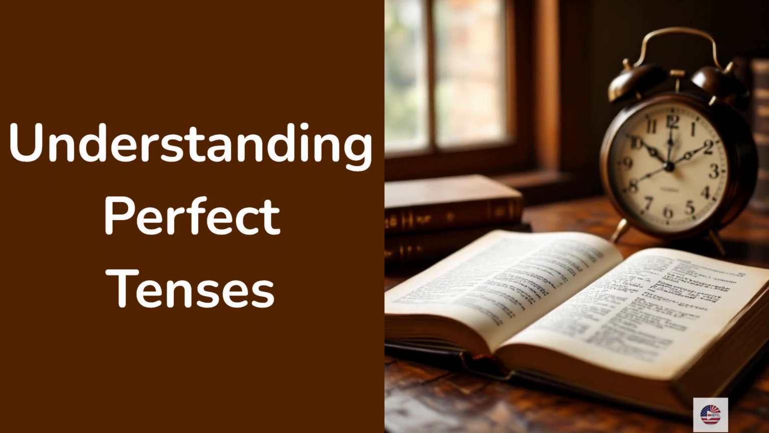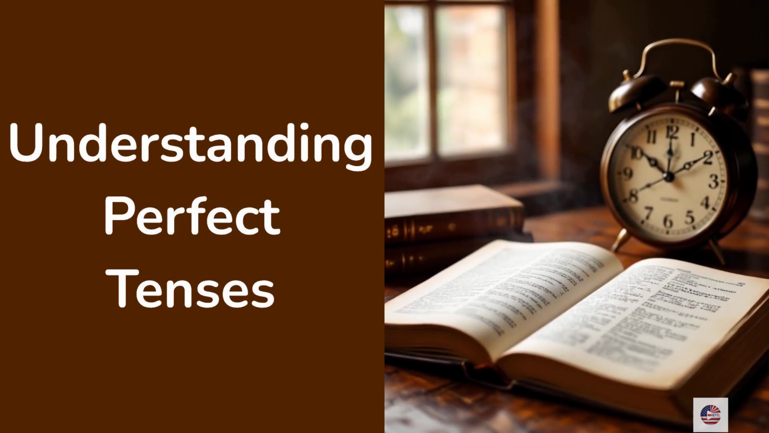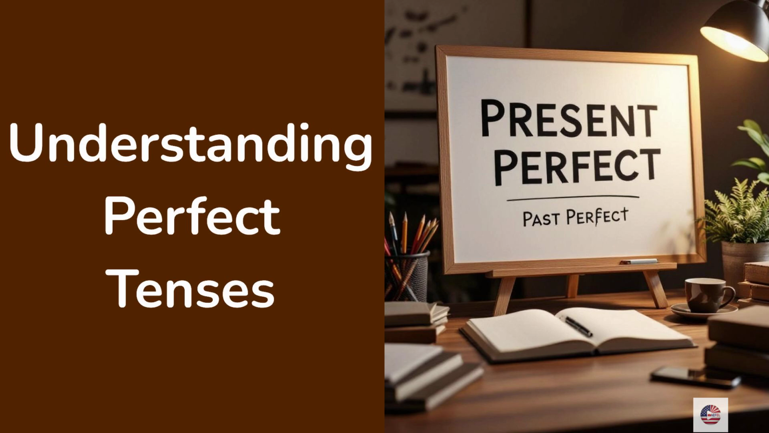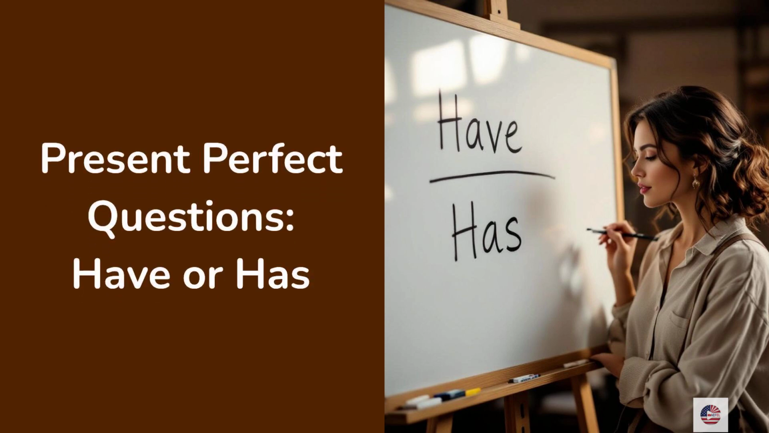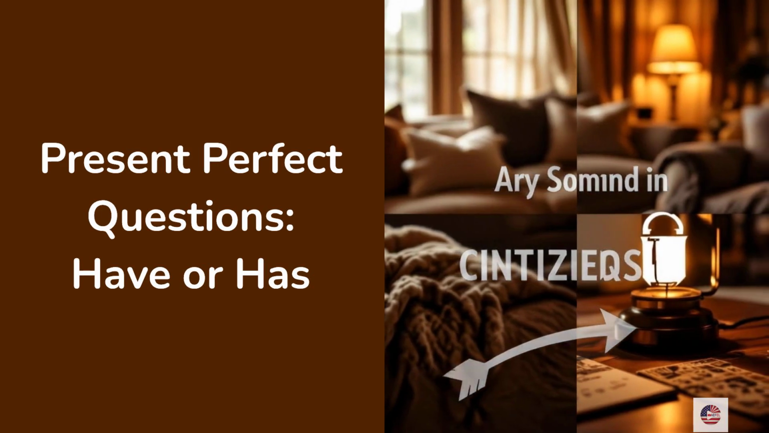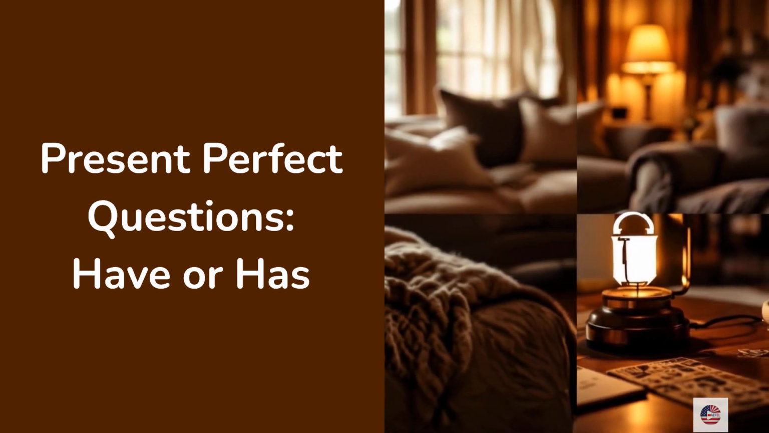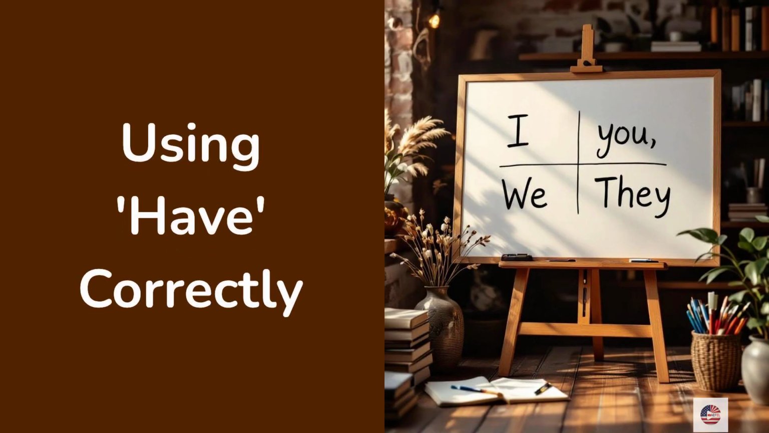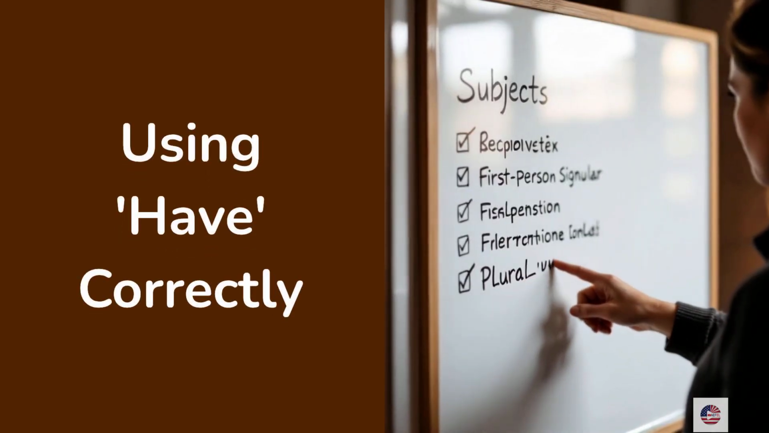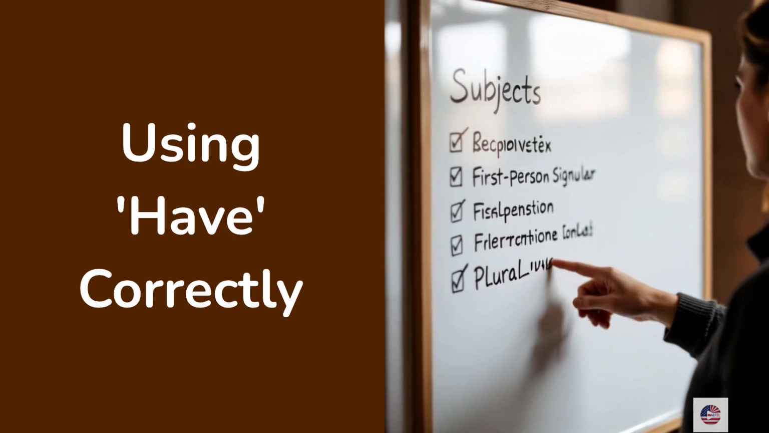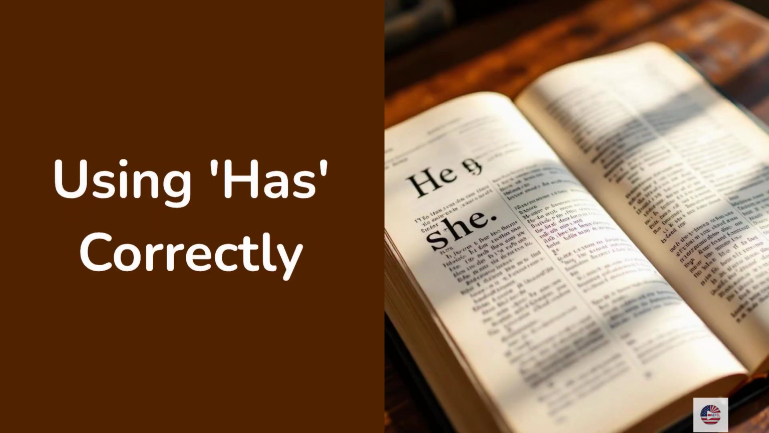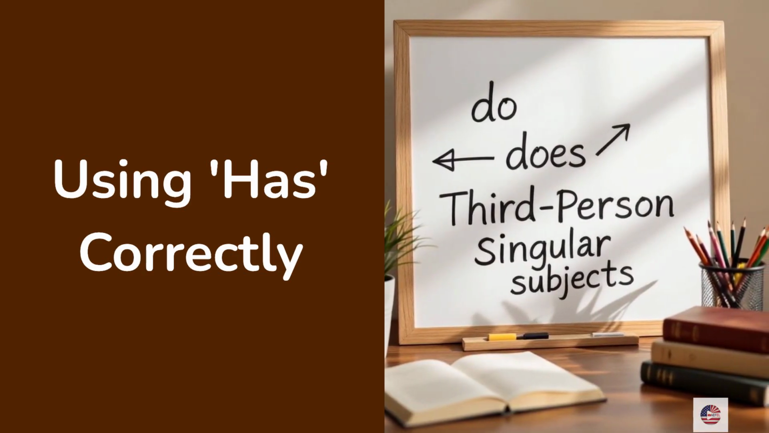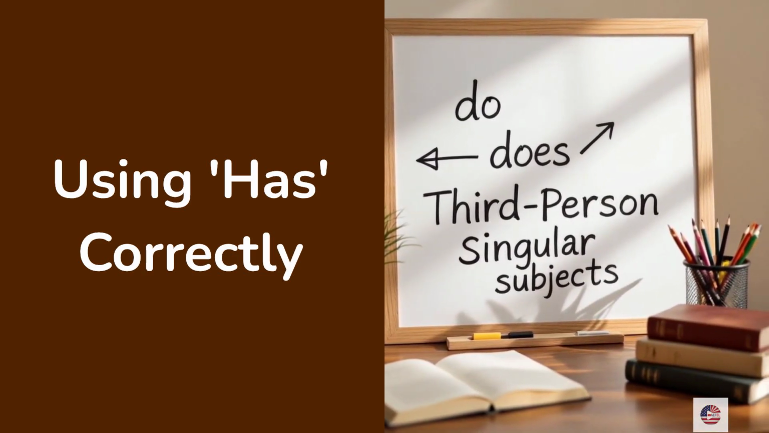Next up are the perfect tenses, which describe actions completed before a specific point in time. We'll focus on the present perfect and a quick look at the past perfect. For present perfect questions, we use the auxiliary verbs have or has. These indicate that an action started in the past and continues to the present, or has a result in the present. You'll use have with subjects I, you, we, and they. It's for those subjects that are plural or the first person singular. Conversely, has is used for he, she, and it. Just like with do and does, remember this distinction for third person singular subjects.